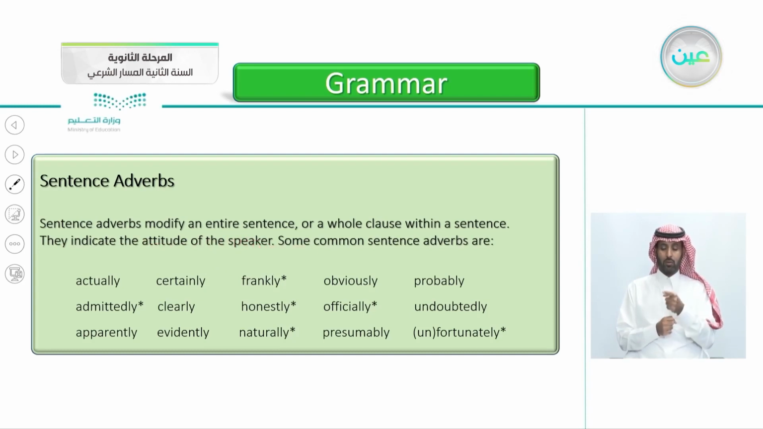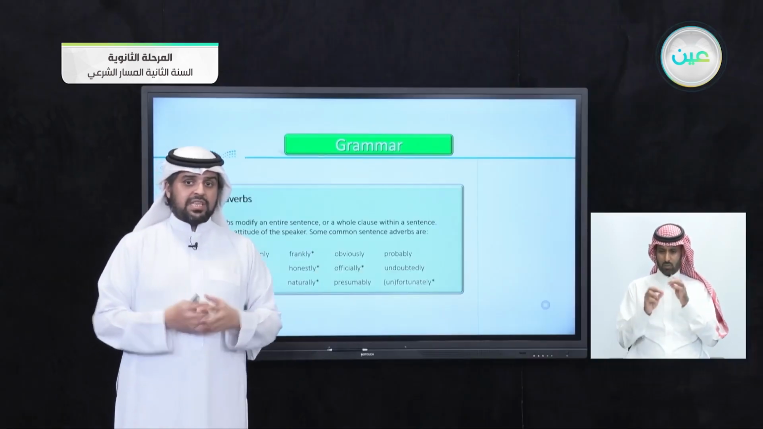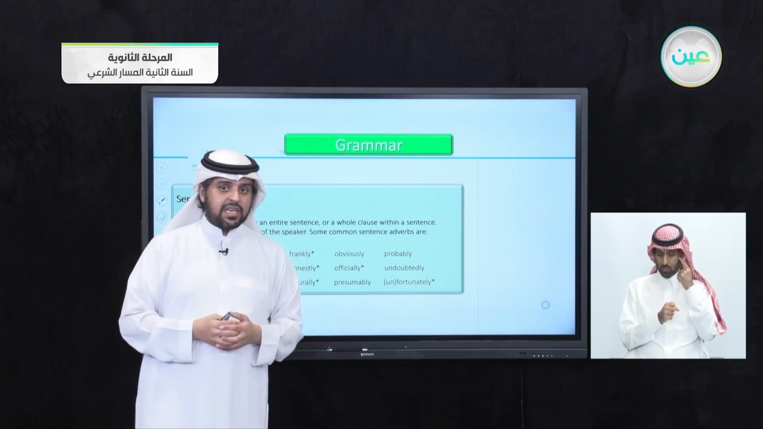Some common sentence adverbs are actually, admittedly, apparently, certainly, clearly, evidently, frankly, honestly, naturally, obviously, officially, presumably, probably, undoubtedly, if you remember it, fortunately or unfortunately. So these are some sentence adverbs. They indicate the attitude of the speaker. So the speaker who chooses this word, this is what he has in his mind to say about it.